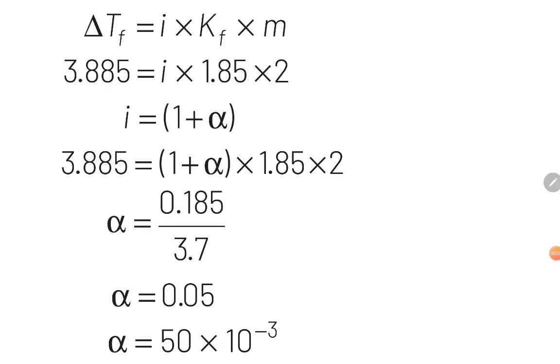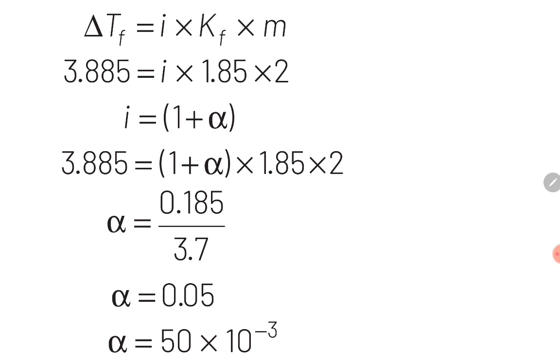Yes, students, the formula for depression in freezing point is given by delta Tf is equal to i into Kf into molality. Here i will be 1 plus alpha, and I'll explain this concept to you. Acid HA will dissociate as H plus and A minus. So guys, number of moles of HA at equilibrium will be 1 minus alpha, and number of moles of H plus and A minus will be alpha each.